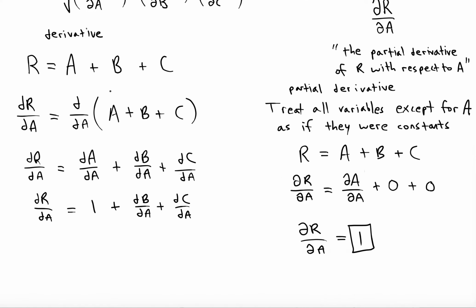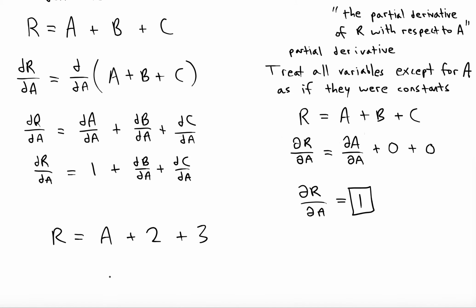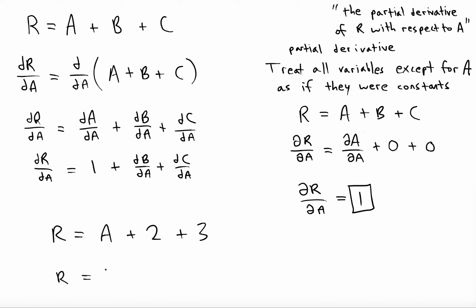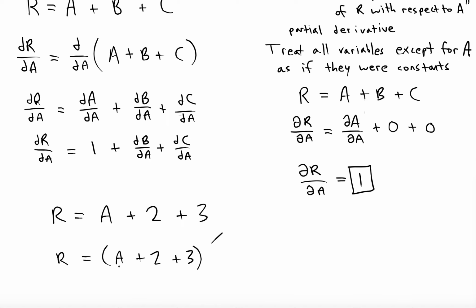You could almost imagine it as if it was r equals a plus 2 plus 3, and you want to find the derivative of that with respect to a, right? The variable, you just attach its constant, which would be 1, and so r prime would be 1, and the derivative of the 2 and 3 would be 0.